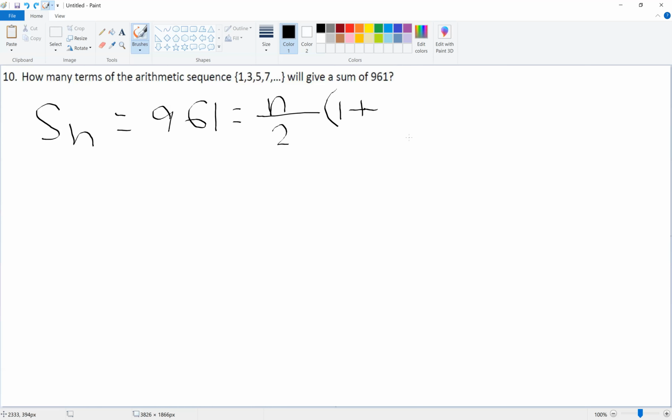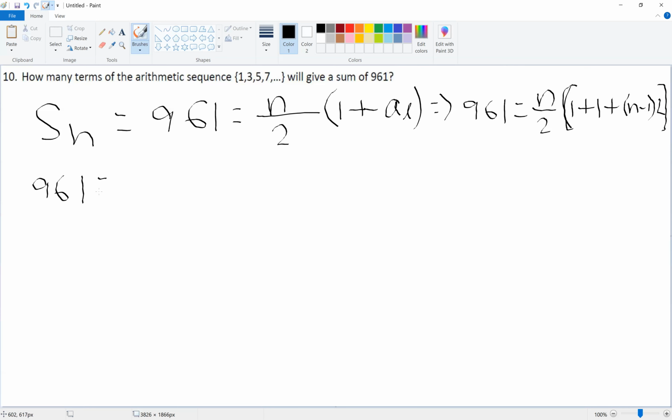And what I got from that was I basically substituted the difference and the first term. So it would be 2 times 1, because 1 is the first term, plus n minus 1 times 2, which is the difference. And we actually have to distribute the 2 into the n minus 1. And when you do that, you should get 961 equals n divided by 2 times 2 plus 2n minus 2. After that, I found that the two 2's cancel out, and you're just left with 961 equals n over 2 times 2n.